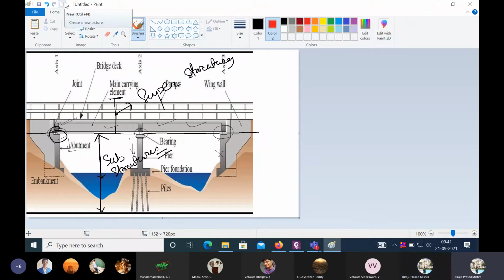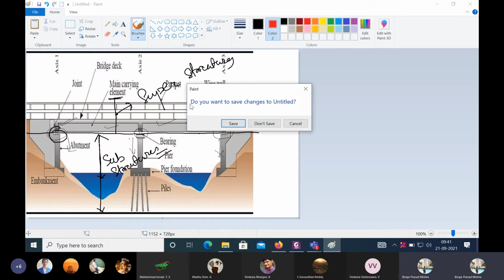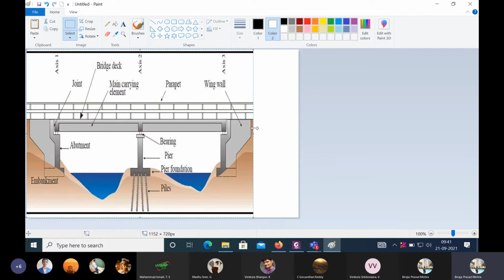Got it? So now you can see here that there are some joints, here also there are some joints. These joints are given as the expansion joints. Generally the concrete or RCC expands, so that's why we generally give the expansion joints over here.